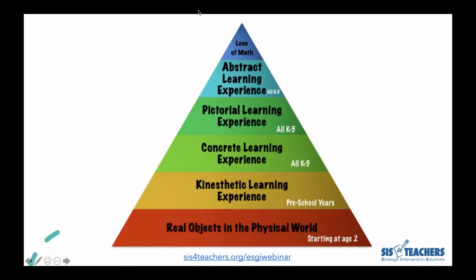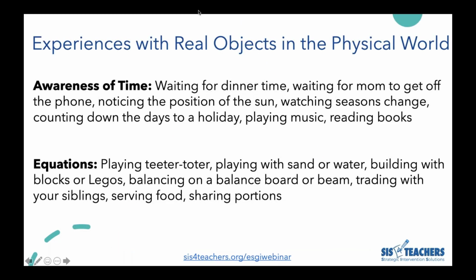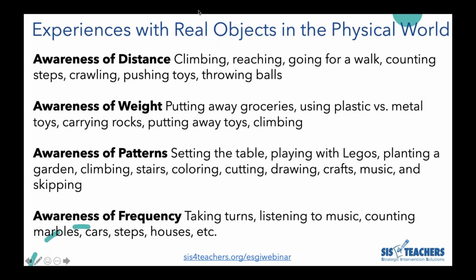But the idea of real objects in the physical world, it starts as early as age 2, or even could start early with a lot of oral language in a household. And so one of the things that is really great is for us to be able to experience real objects in the physical world. So we might not think about this, but even at the age of 2 or earlier, students are starting to understand the awareness of distance by climbing and reaching, going for walks, counting their steps, crawling, maybe even pushing toys or throwing a ball. Even though we might not be measuring that distance, they're starting to understand how far away something is versus how long it might take to maybe walk around their house or around the block.